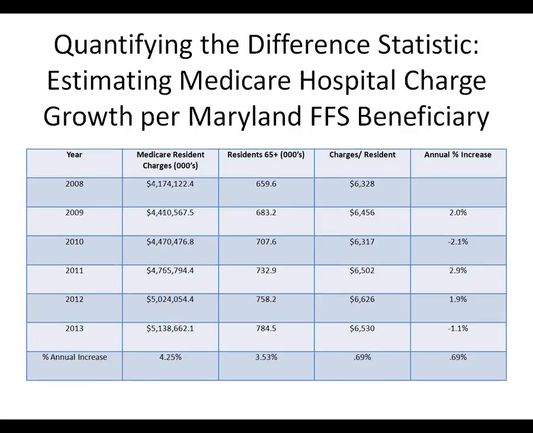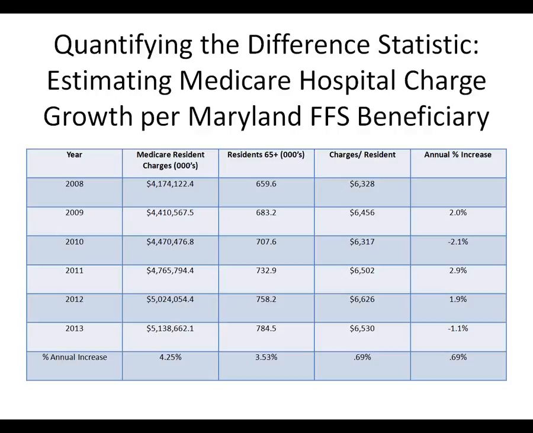The next page shows the calculation, the estimation, I should say, of the Medicare hospital charge growth. Now, this is an estimate for two reasons. First of all, because the statistic that is used to measure the Medicare savings target is the total hospital claims, both in Maryland and outside of Maryland, per fee-for-service beneficiary in Maryland. These claims only include the Maryland component.